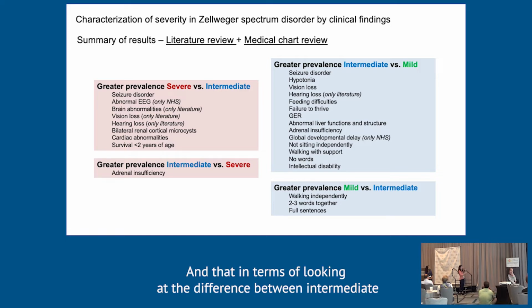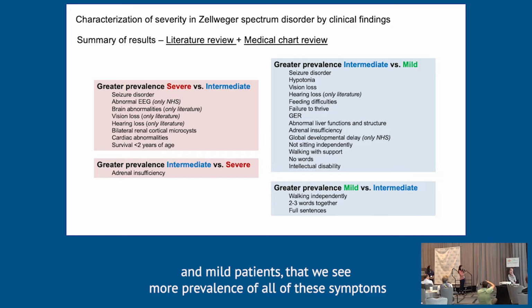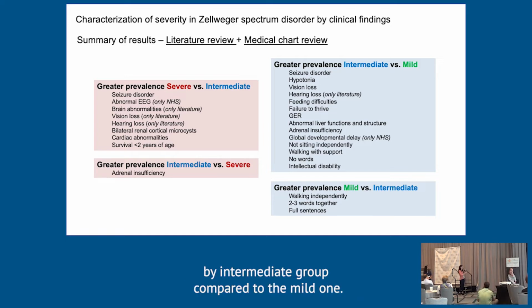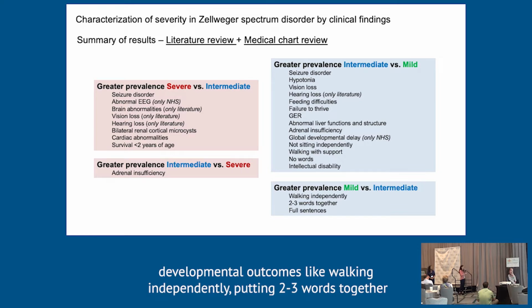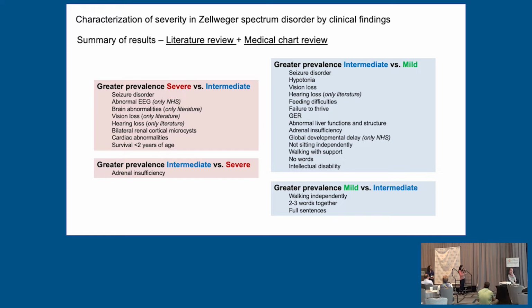And then in terms of looking at the difference between intermediate and mild patients, we see more prevalence of all of these symptoms in the intermediate group compared to the mild one. I will not go through them all individually. The only things that we saw more prevalent in the mild versus intermediate are developmental outcomes like walking independently, putting 2 fingers together, or doing full sentences.